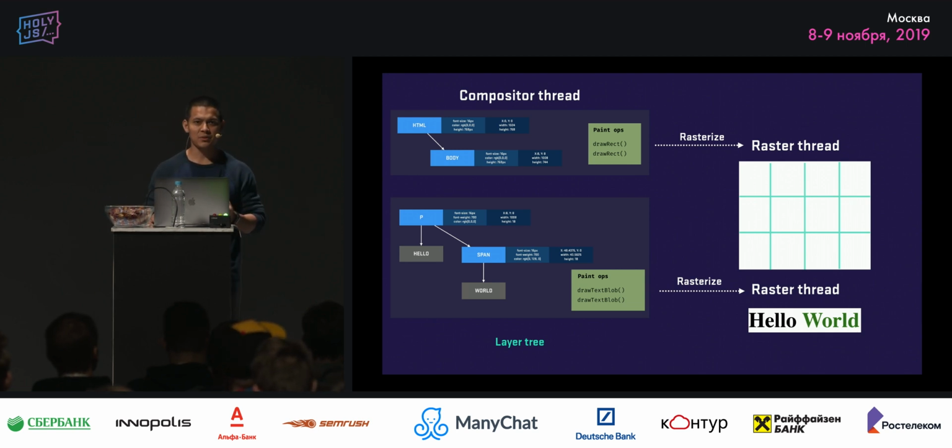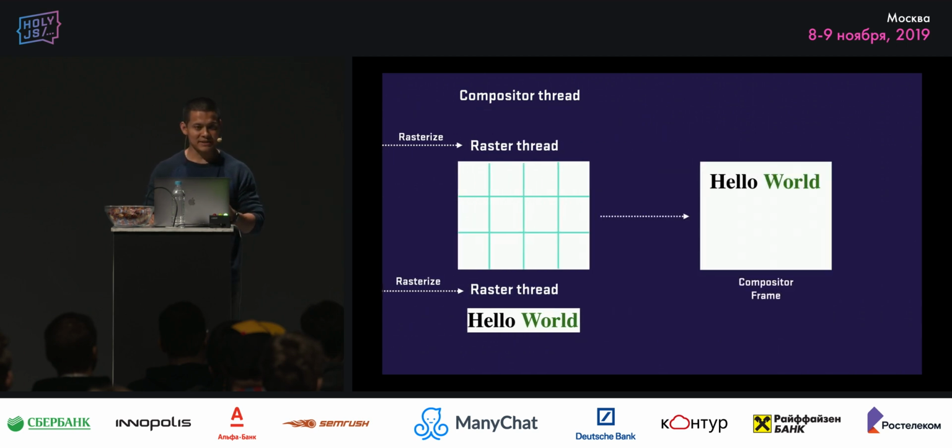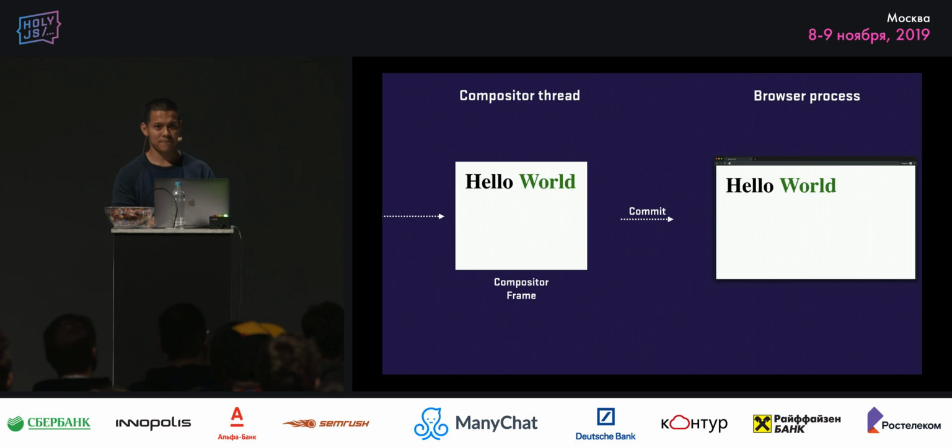So the compositor thread is going to generate GL commands to composite these different layers together into one single frame, which we call the compositor frame, and it's going to hand that information to the browser process. And the browser process is going to do its own composition.